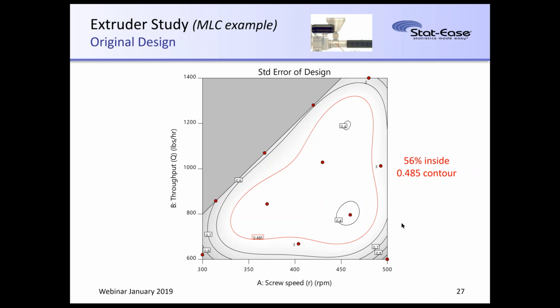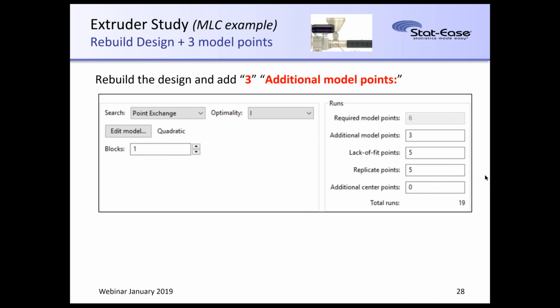Outside of this red line, so this 44%, we're not going to have enough precision. Now, typically we'd want to have about 80%, and so we'd like to have greater precision than we're achieving with this design. So we're going to rebuild the design and add some additional model points. That will give us a larger sample size and improve our precision.